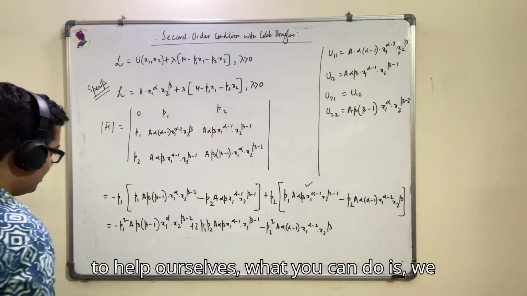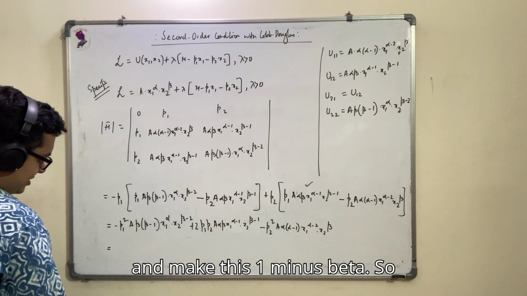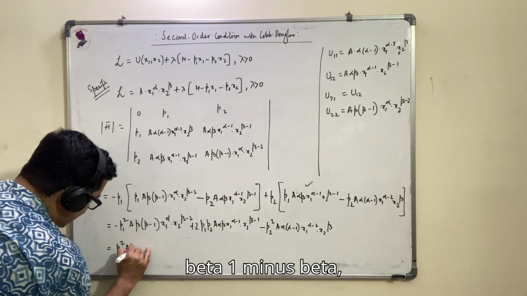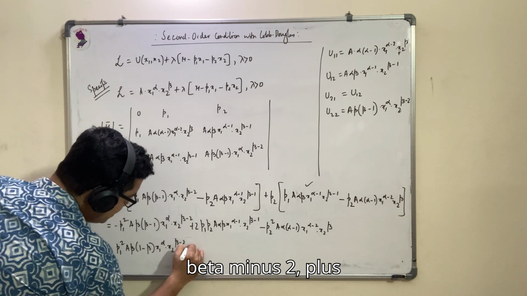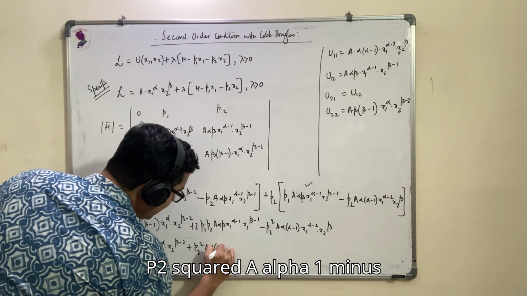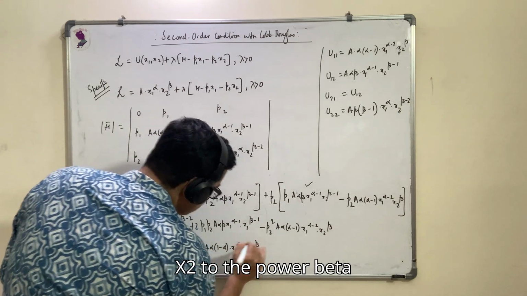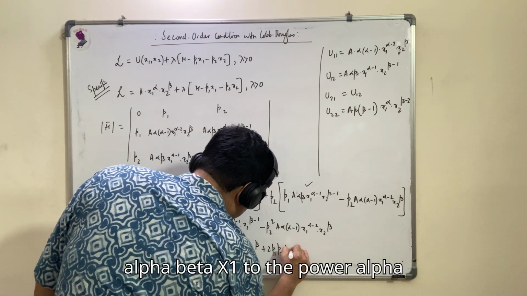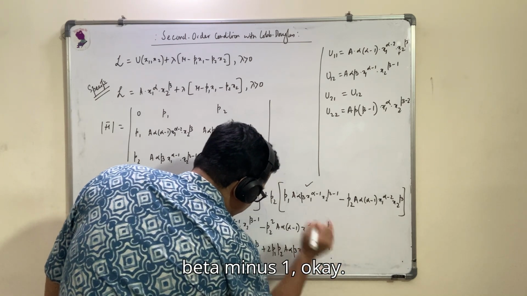Now to help ourselves, what we can do is take this negative sign out and make this 1 minus beta. So if we go by that, P1 square A beta 1 minus beta x1 to the power alpha x2 to the power beta minus 2 plus P2 square A alpha 1 minus alpha x1 to the power alpha minus 2 x2 to the power beta plus 2 P1 P2 A alpha beta x1 to the power alpha minus 1 x2 to the power beta minus 1. Okay.